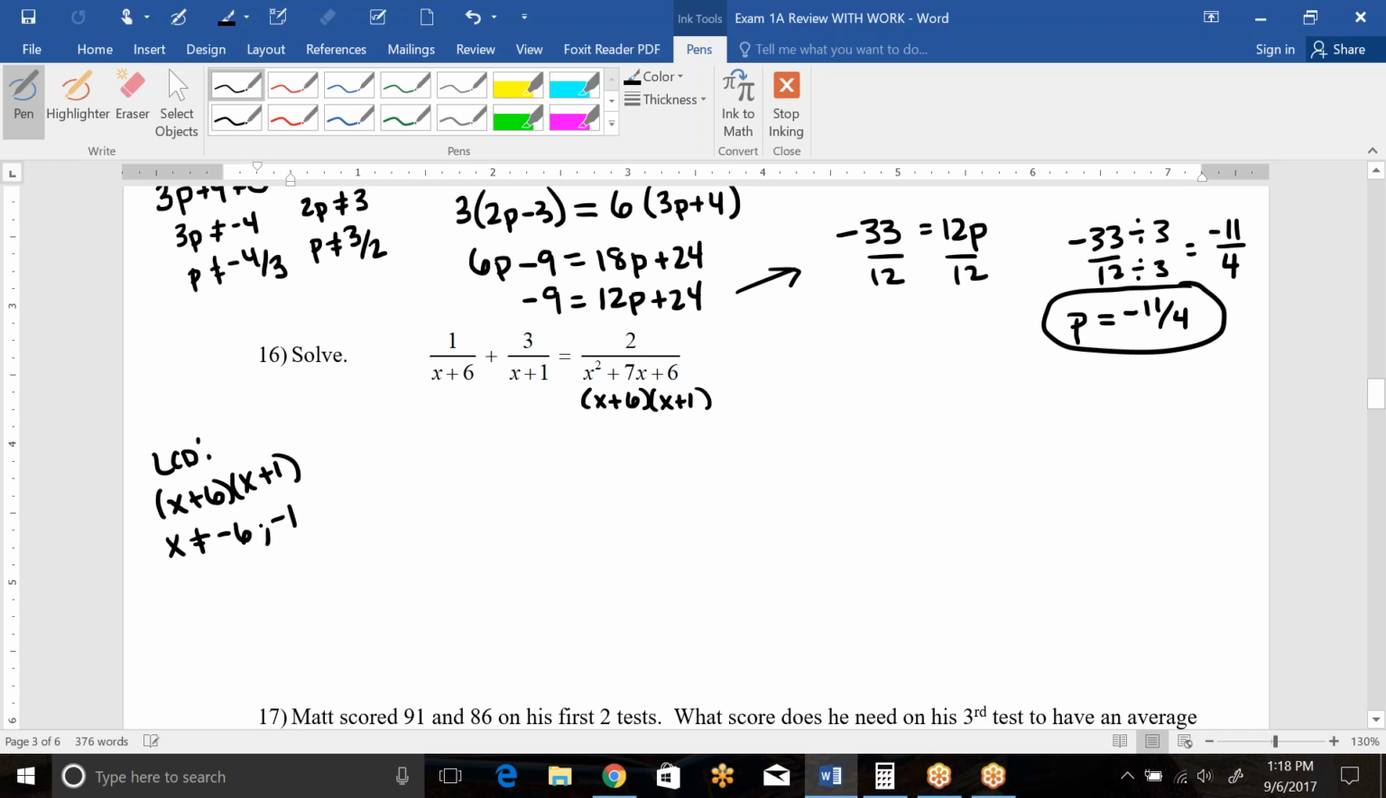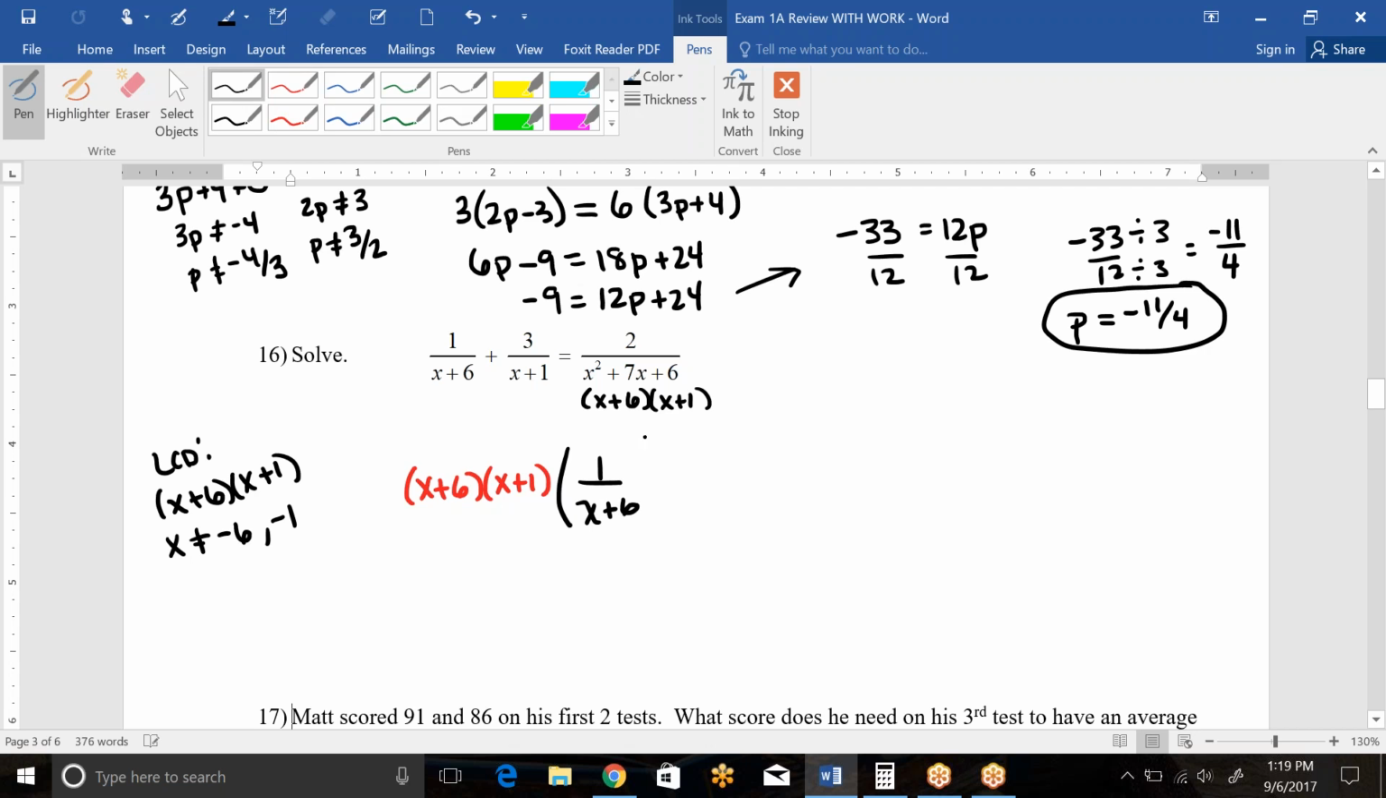Now that means my restricted values are negative 6 and negative 1. We do not want those to be our final solutions because negative 6 would cause this to be 0 in the denominator, which messes up the first and the last fraction, and negative 1 would cause x plus 1 to be 0, which messes up the second and the last fraction. We would be dividing by 0 if these were the solutions. So the way we work this out is we multiply each term in the equation by the LCD. I always write it in a different color so you can see the LCD on each one.